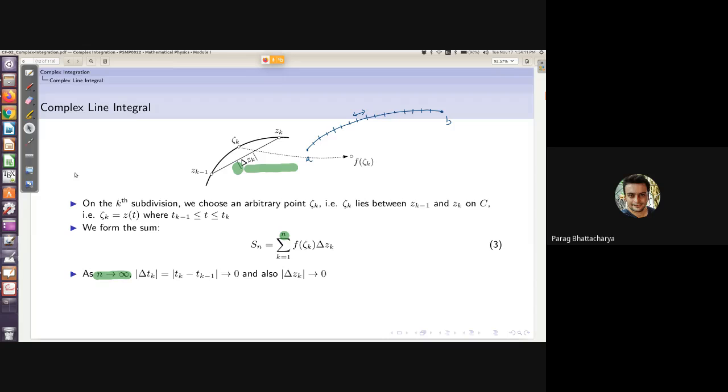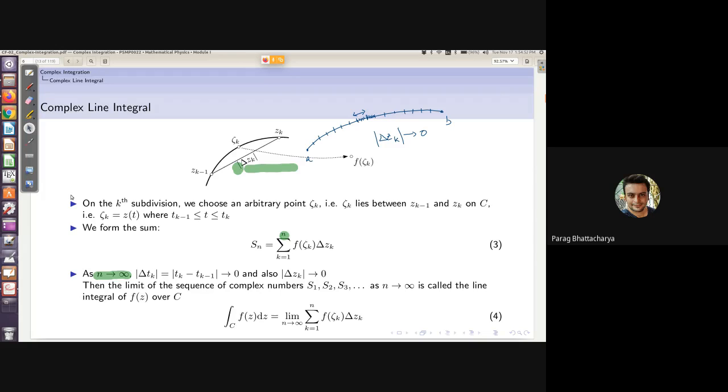So when you take the limit as n tends towards infinity, this difference tk minus tk minus 1 will tend towards 0. And delta zk will also tend towards 0, because these intervals are getting closer and closer. You're making more divisions, taking smaller and smaller subdivisions, so this delta zk, its modulus, will tend towards 0.